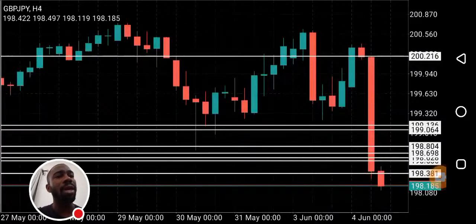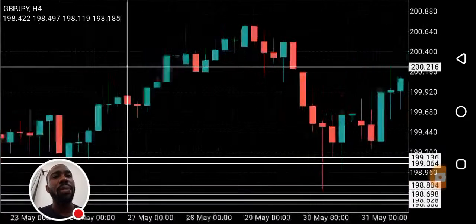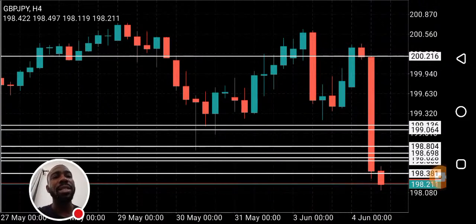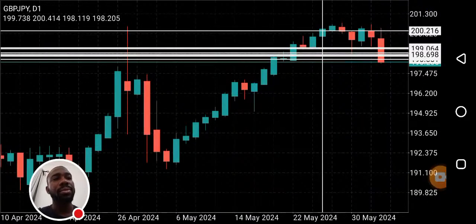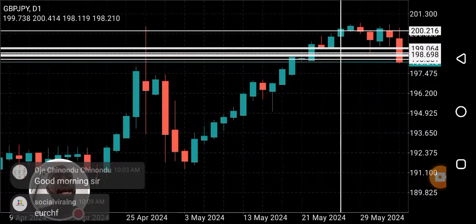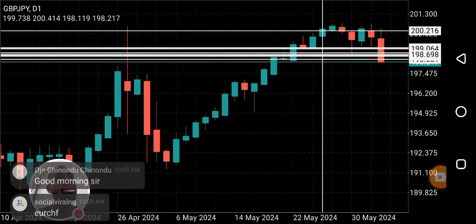GBP JPY. You can look for a buy setup on GBP JPY. If a bullish reversal pattern forms on GBP JPY, you could execute a buy trade. Wait for a bullish pattern to form on GBP JPY before you go bullish.